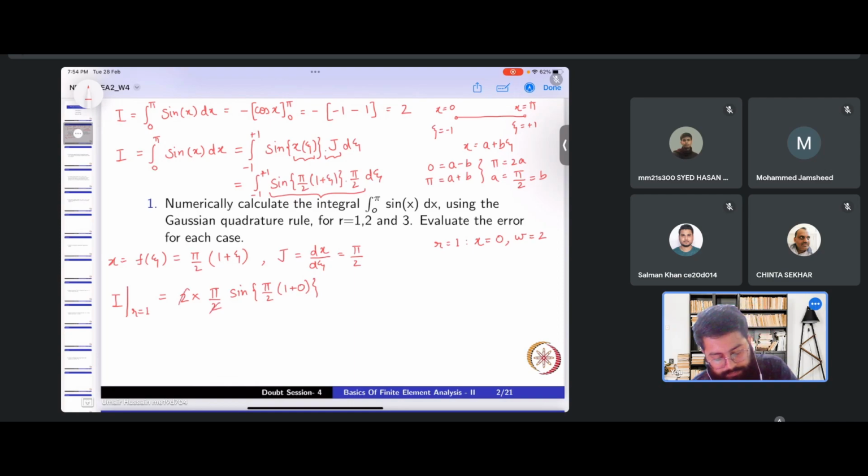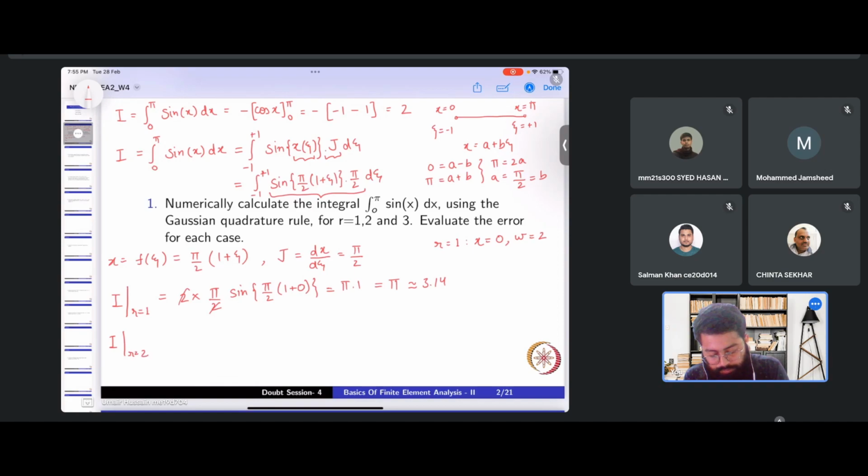The 2 cancels. Pi times sin of pi by 2. Sin of pi by 2 is 1. So we get pi, roughly around 3.14. So we got the integral value for one quadrature point. We can see we have some error here. The exact value is supposed to be 2, and we're getting 3.14.